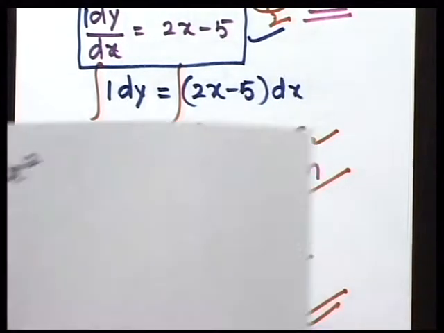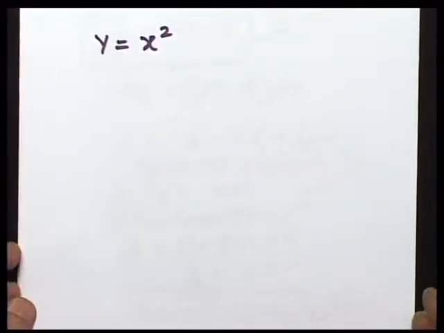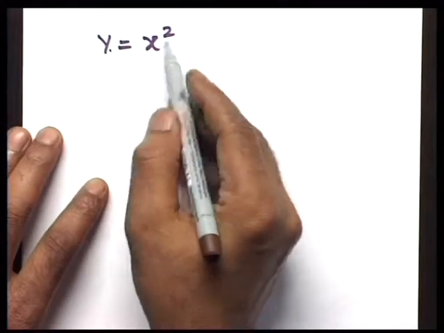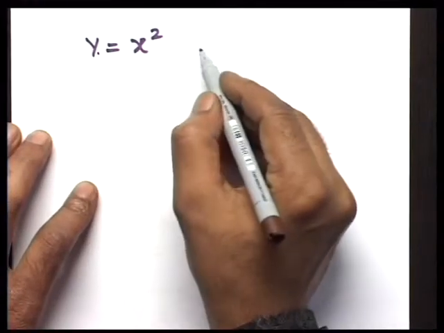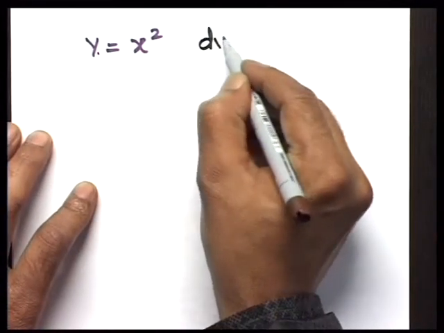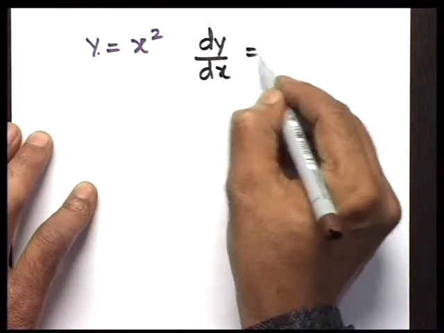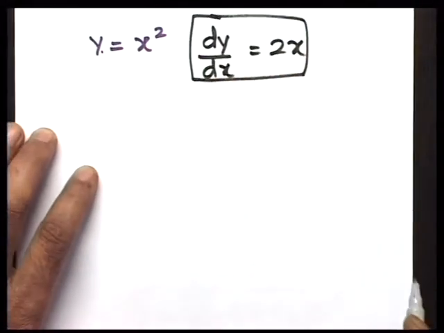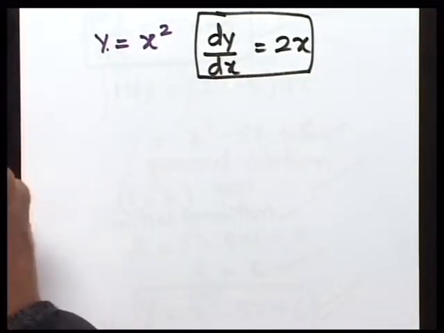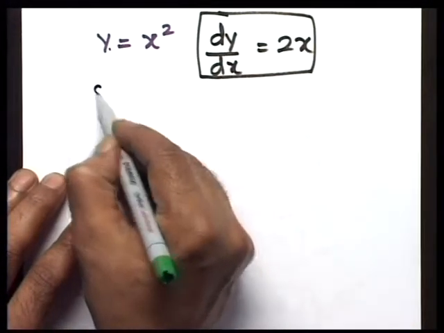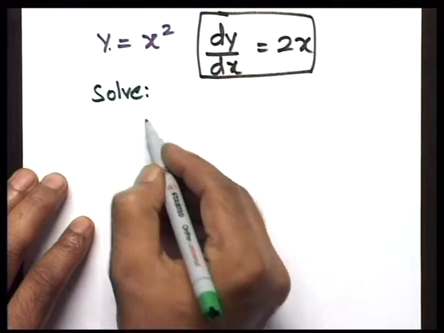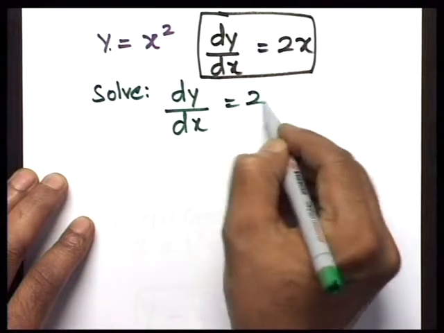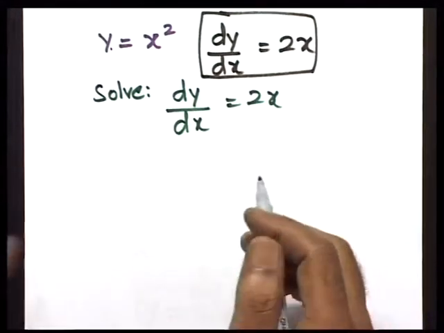Right, now I'm going to take you through the meaning of family of curves. Okay, so I have a question here, y equals x squared. Let's differentiate this. dy over dx is equal to 2x. And now I'm taking this as a question. So my question is here. They said solve dy over dx equals 2x. That's what they said to us, suppose.